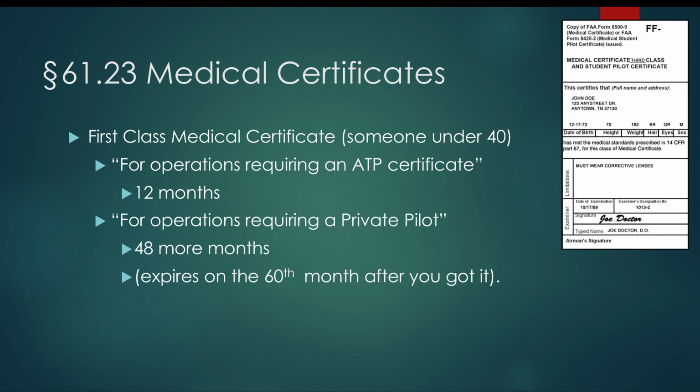Okay, so let's start with the top. Let's start with a first-class medical certificate. That's the highest class that you can get. If you're less than 40, then the way we say it is it's valid for the operations requiring an ATP certificate. So you only need a first class if you want to exercise your ATP privileges. If you're under 40, then it's valid as a first class for ATP privileges for 12 months. After that, it jumps straight to being good as a private pilot. So it's still a first class medical, but it's only valid as a first class medical for 12 months. And then your first class medical is only valid for private pilot privileges for 4 years after that.